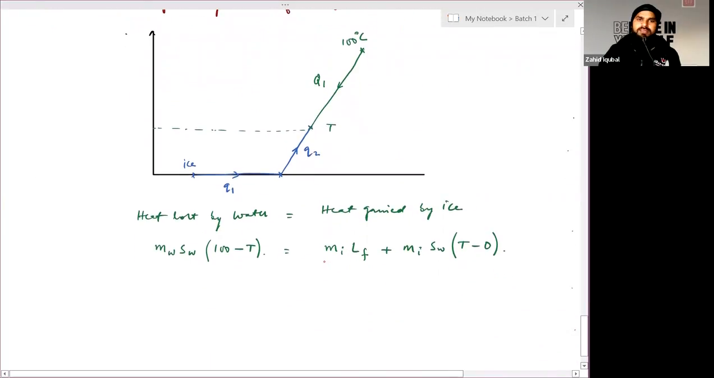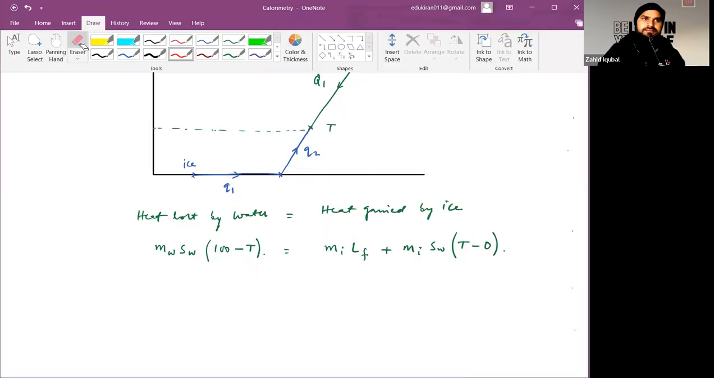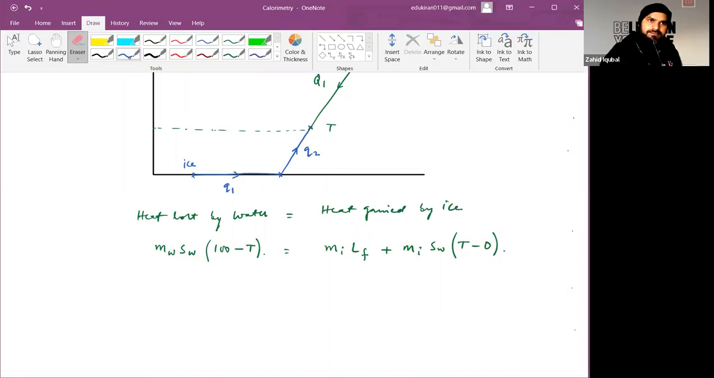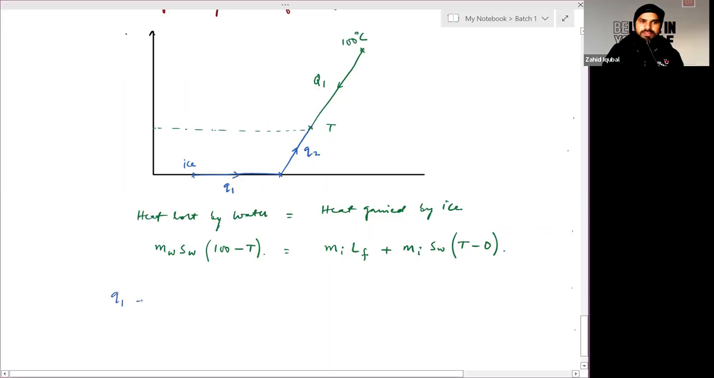You may solve this particular part in some other way also. First, try to calculate how much heat it would require to go from ice to water, then how much heat it would evolve to go from 100 degrees Celsius to 0 degrees Celsius. First part, how much heat would be required to go from 0 degrees Celsius ice to 0 degrees Celsius water. Mass of ice times latent heat of fusion of ice. Mass of ice we have 10, latent heat of fusion is 80, so it will be 800 calorie.